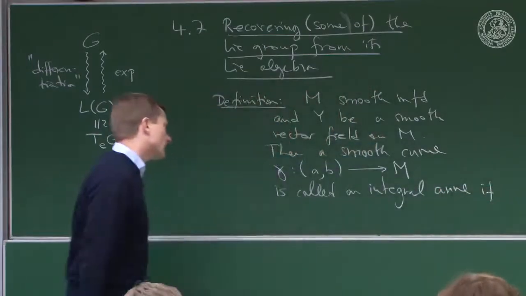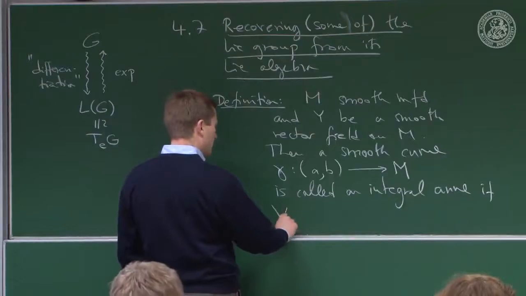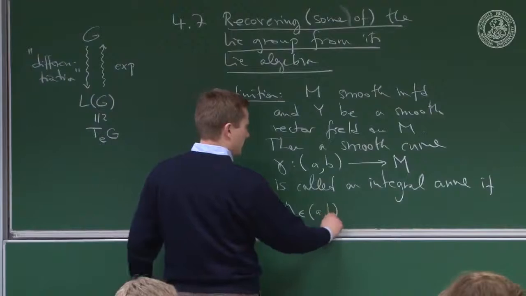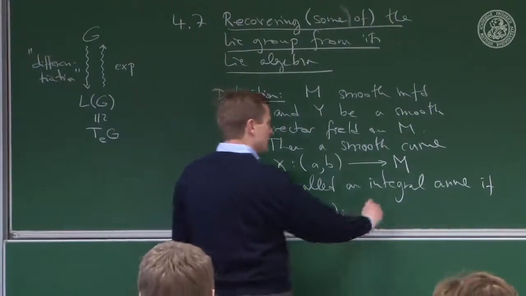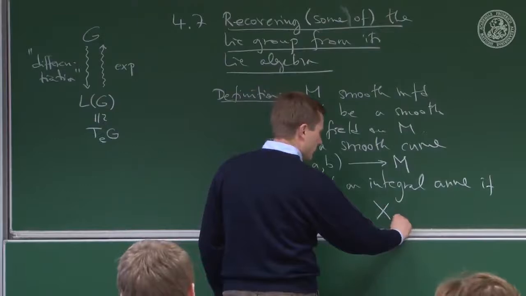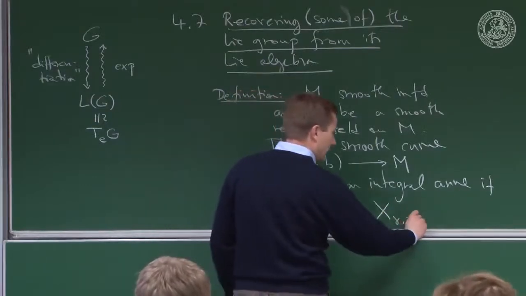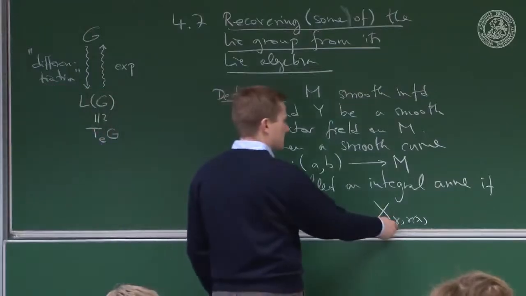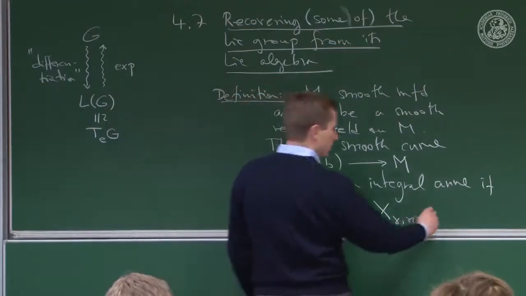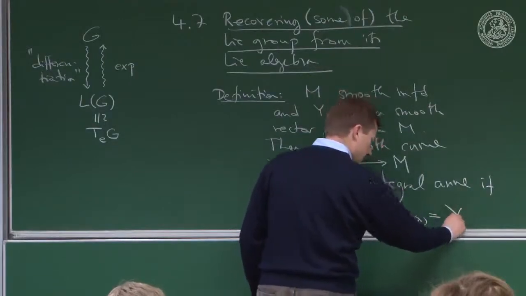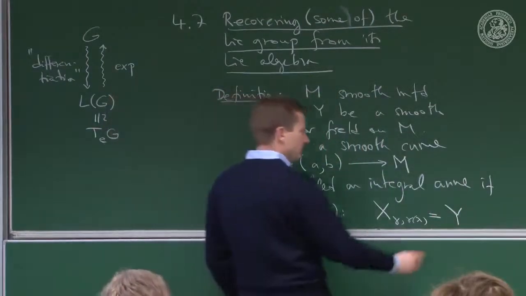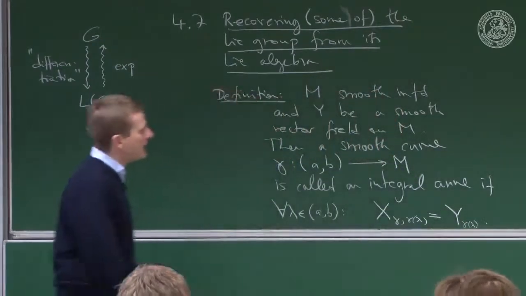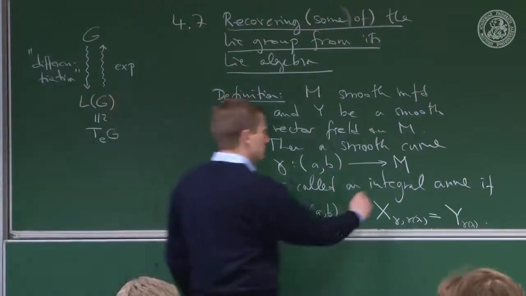If for every point along the curve, that means if for any parameter value lambda in the interval AB, it is true that the tangent vector to the curve at the point gamma of lambda, remember we always indicated the tangent vector to a curve by this symbol, if the tangent vector at the point is actually given by the given vector field at the very same point through which the curve passes. So that's an integral curve.